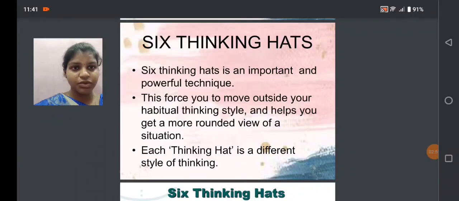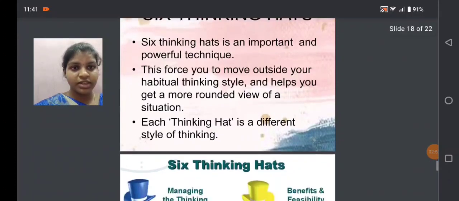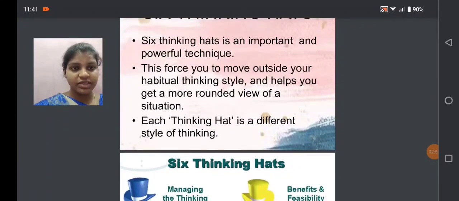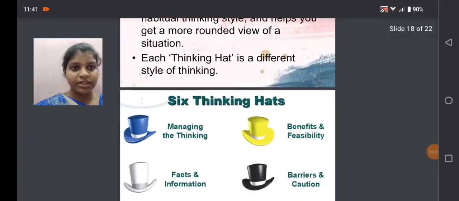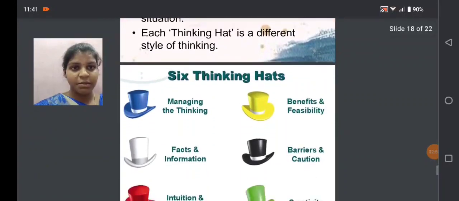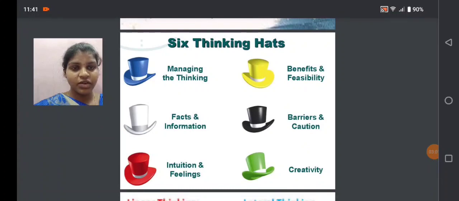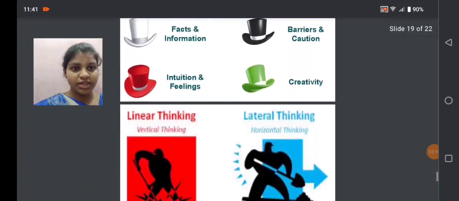The Six Thinking Hats is an important and powerful technique. Each thinking hat is a different style of thinking. Six thinking hats: managing the thinking. Facts and information, intuition and feeling, benefits and feasibility, barriers and caution, creativity.